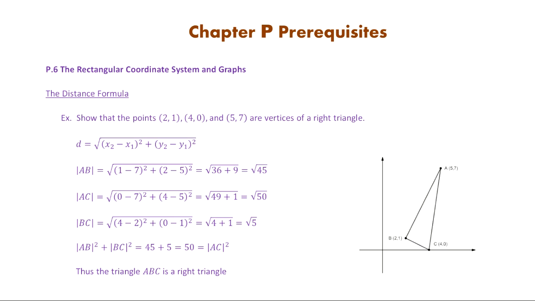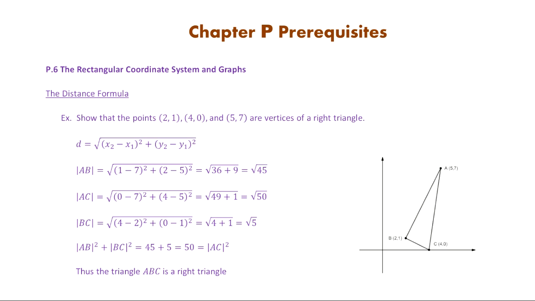Similarly, the distance between A and C will be 0 minus 7 squared plus 4 minus 5 squared. Again, I just wrote the y part in the front, but it doesn't matter since we're adding the numbers. So 0 minus 7 is negative 7, squared is 49. 4 minus 5 is negative 1, squared you get positive 1. So 49 plus 1 is 50. So at the end, we got the square root of 50 for AC, the distance between A and C.